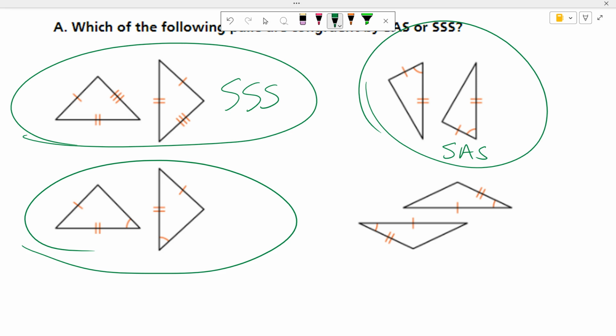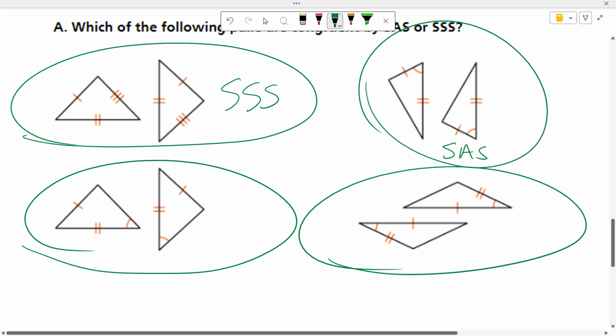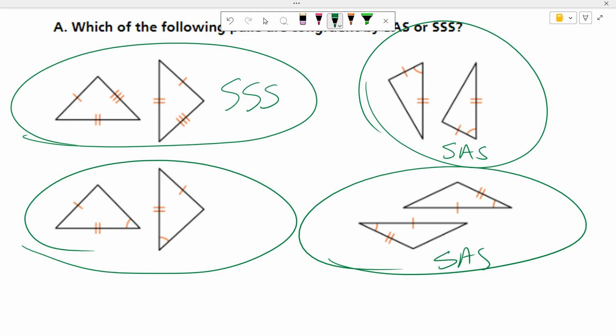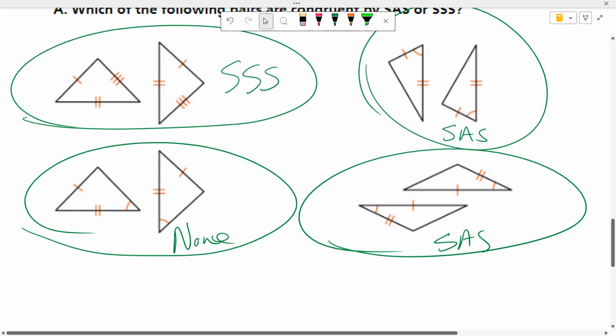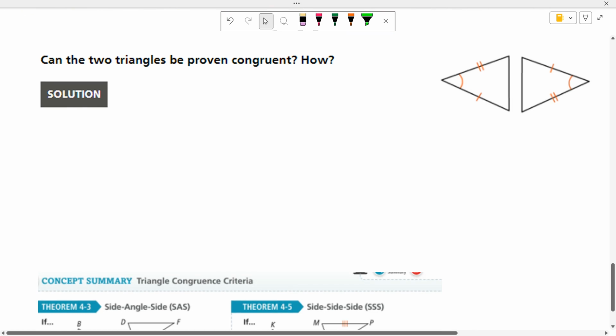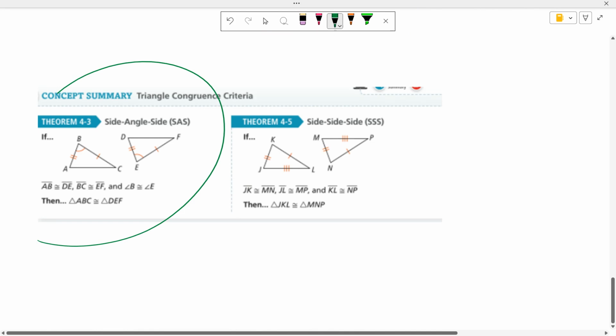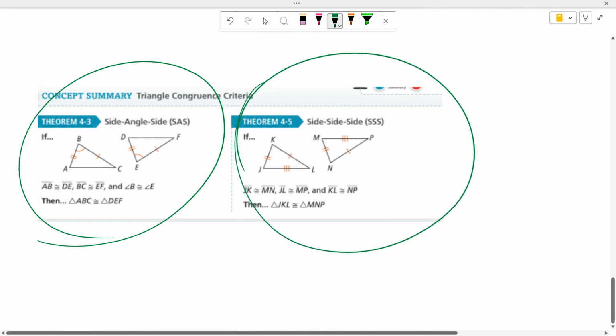Okay. What about this one? That is side, angle, side. Because we know two sides and the angle in between. This is two sides, but we don't know the angle in between. So this is none. What about this one? This one is side, angle, side. You have two sides and the angle in between. So you have side angle side and side side side.